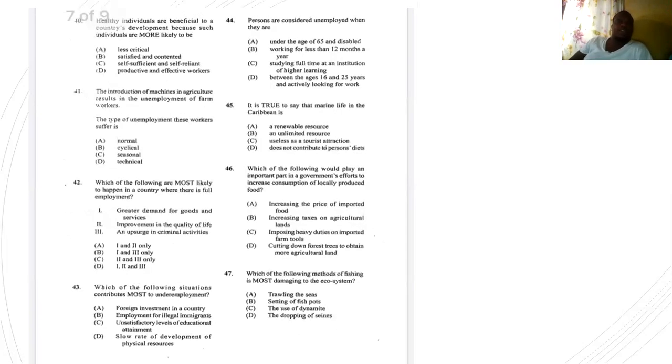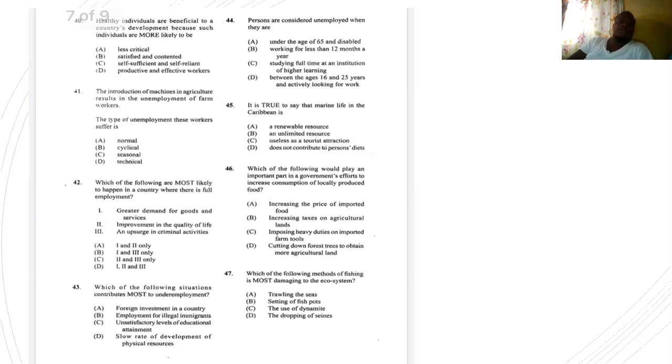Number 40 now says, healthy individuals are beneficial to a country's development because such individuals are more like the healthy individuals. How are they beneficial to a country? A, less critical, B, satisfied and contented, C, self-sufficient and self-reliant, or D, productive and effective workers. If they're self-sufficient and self-reliant, that's close, but that's not the answer. We know that less critical, satisfied, and contented is out. But the best possible one is productive and effective workers. That's how they're going to be most beneficial to the country's development.